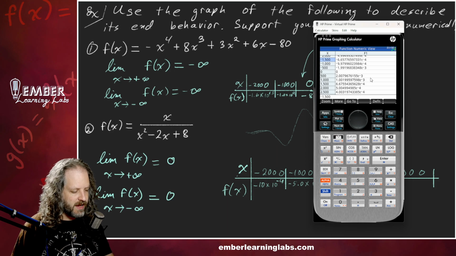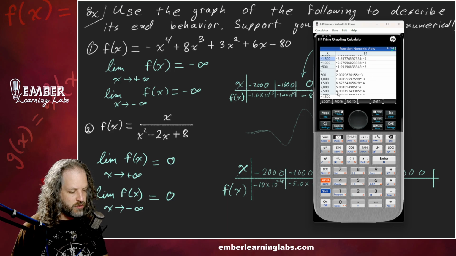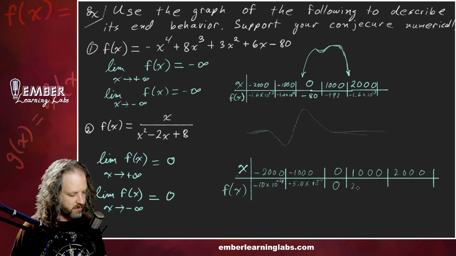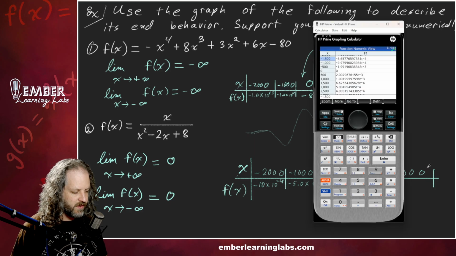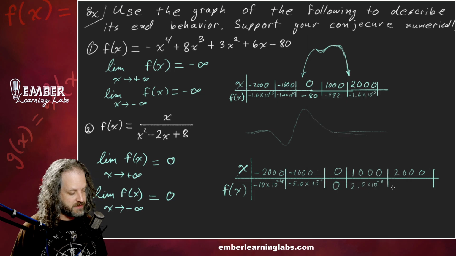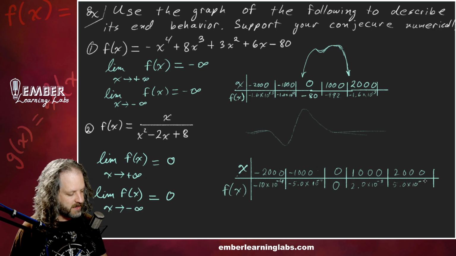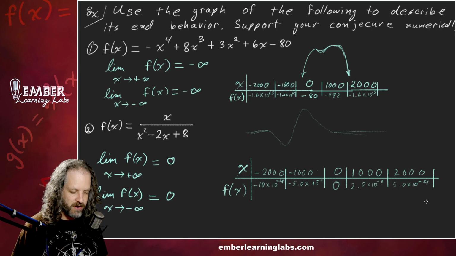And on the other side, we've got 1,000 is 2.0 times 10 to the negative 3, a little bitty tiny number, and then 5.0 times 10 to the negative 4. So it does appear supported that it's approaching 0.